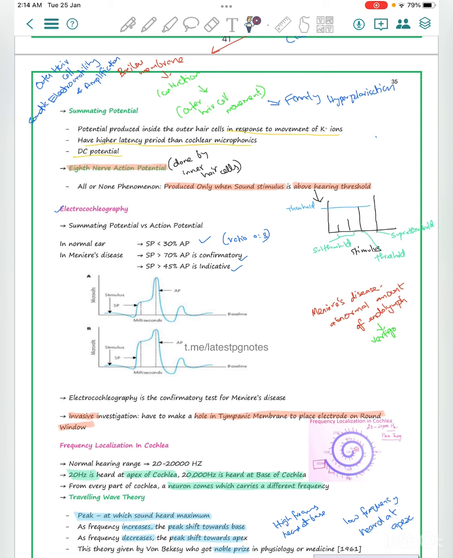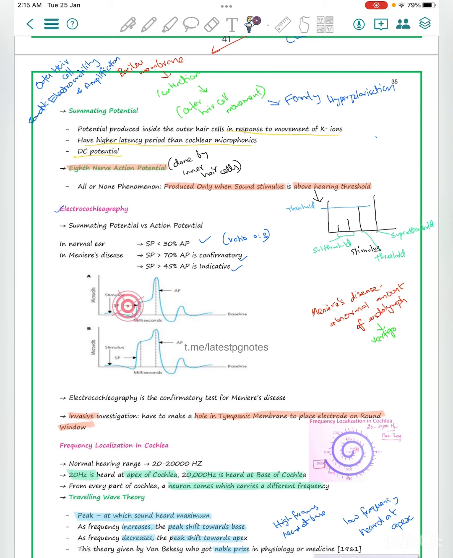Then we can study about electrocochleography. This is plotted as summating potential versus action potential. In a normal ear, the summating potential will be less than the action potential, about 30%, whereas in Meniere's disease, which is due to abnormal amount of endolymph which may cause vertigo, the summating potential is 70% of the action potential. This is confirmatory for Meniere's disease, and indicative is that the summating potential is more than 45% of the action potential.